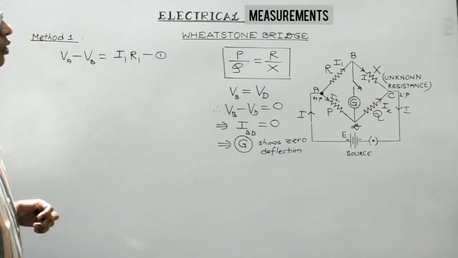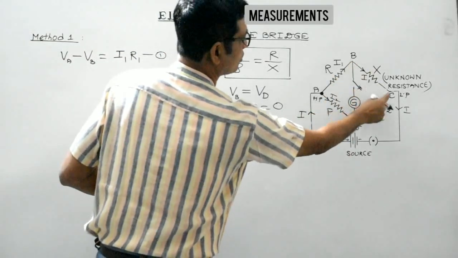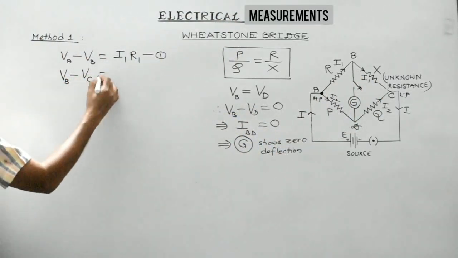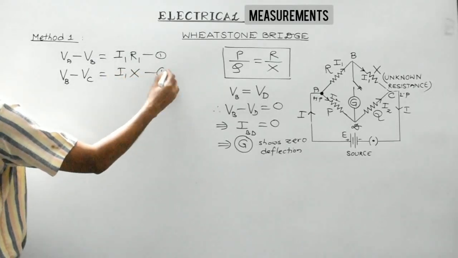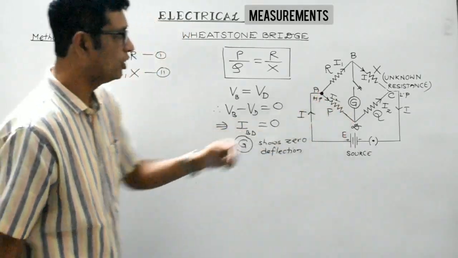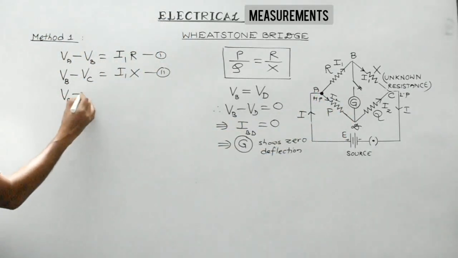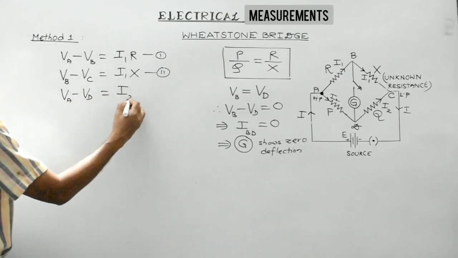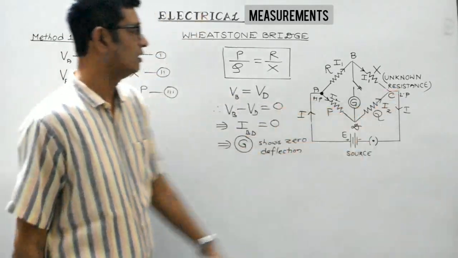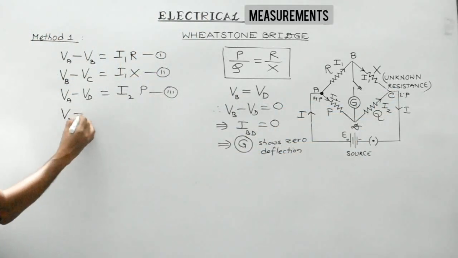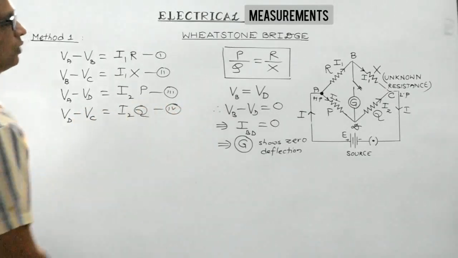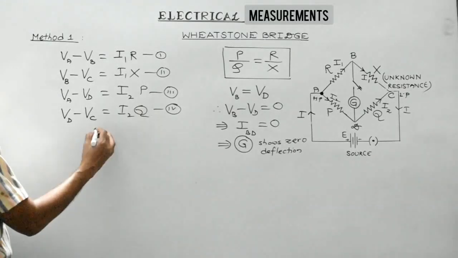Right, students? Okay. Then let's consider the points between B and C. The potential difference between the points B and C is VB minus VC is equal to I1X. Put this as equation number 2. Similarly, current is flowing from A to D. So the potential difference between the points A and D would be VA minus VD is equal to I2 into P. And the potential difference between the points D and C would be VD minus VC is equal to I2 into Q. Right, students?